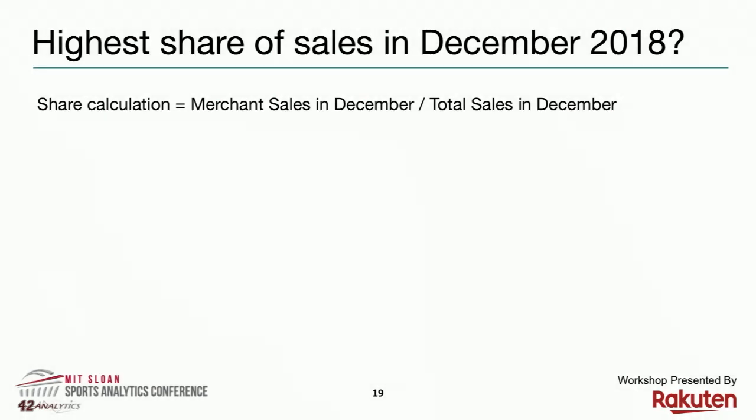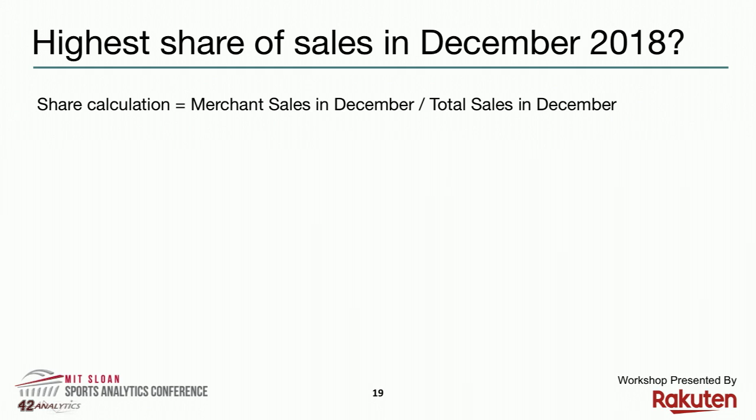All right, so the next thing we're going to do is actually start to extend our calculation. So one thing we can look at is, contextually, we can look at the chart, kind of get a sense of how big things are. Let's actually quantify what the share is for these different merchants. So for us, our share calculation is going to be, we're just going to look at December 2018. Our calculation is going to be, what were the merchant sales in December 2018? And divide that by the total sales of December 2018.